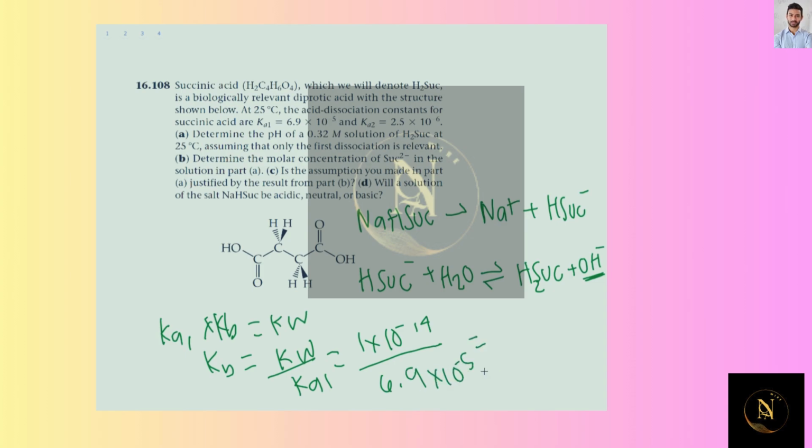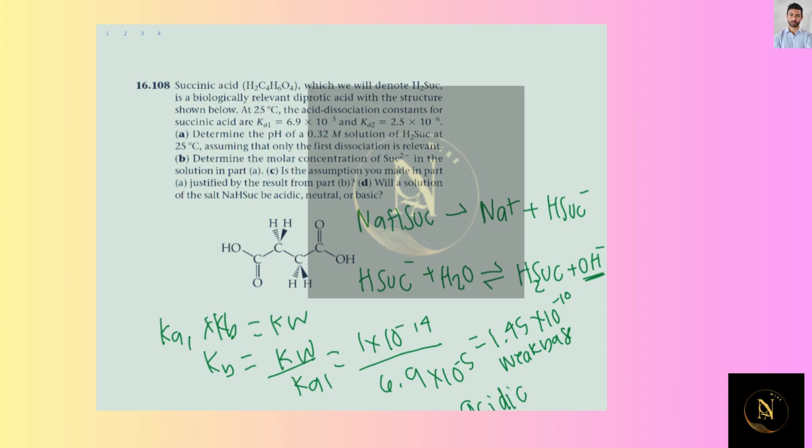And when we plug that into our calculator, we get a Kb of 1.45 times 10 to negative 10. So our Kb value is very small, and therefore it is a weak base. So therefore it is going to be an acidic solution, because it's going to have a large pOH but a small pH.